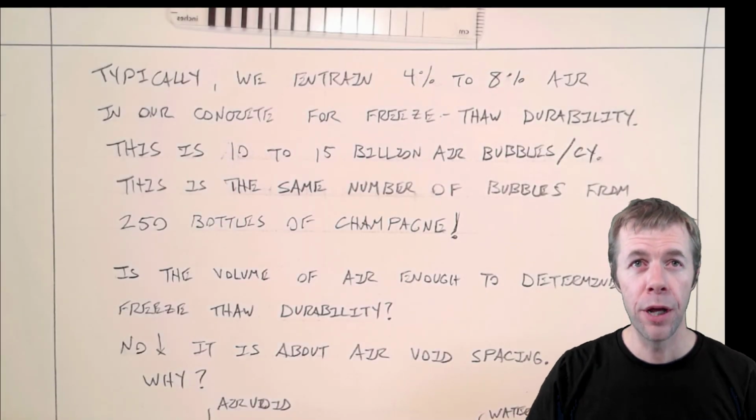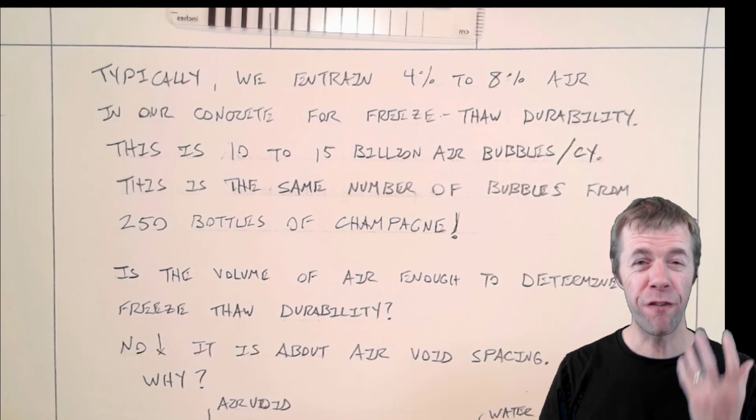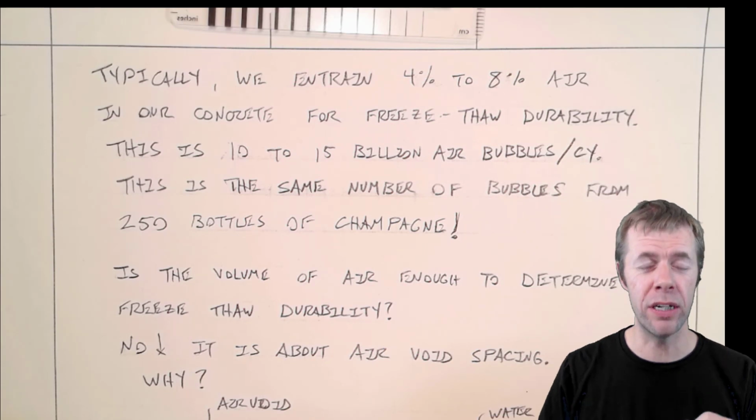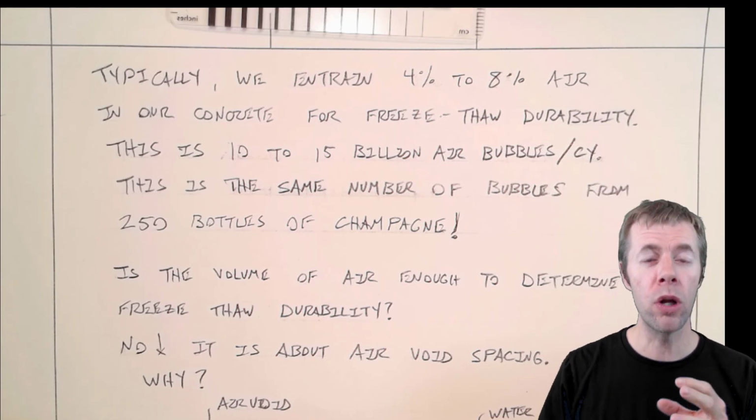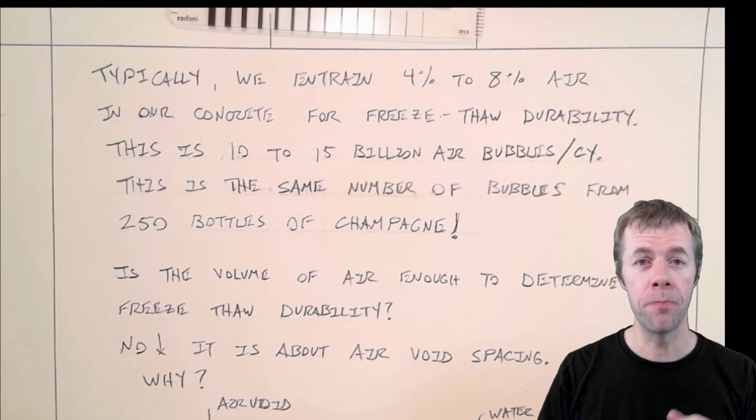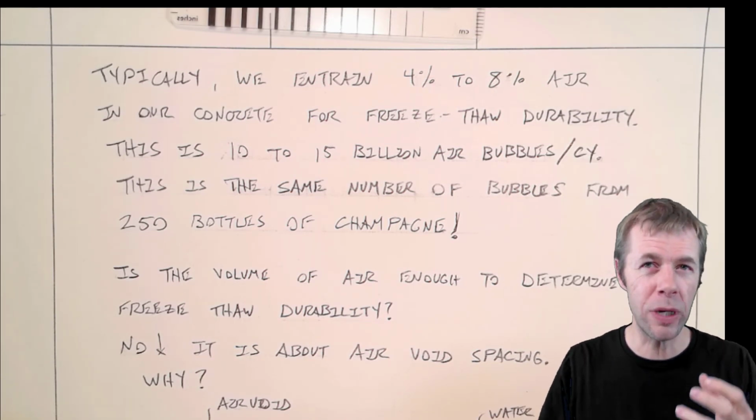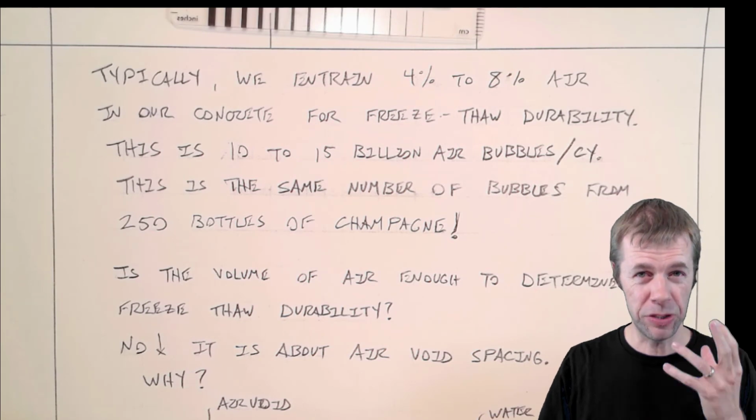Typically in concrete, we try to entrain about 4 to 8% air. Now, if you just make concrete without any air entrainer at all, it will still have air in it, usually about 1 to 2% by volume. But when we want about 4 to 8% air, and how much air do we need? It really depends on the bubble size distribution.